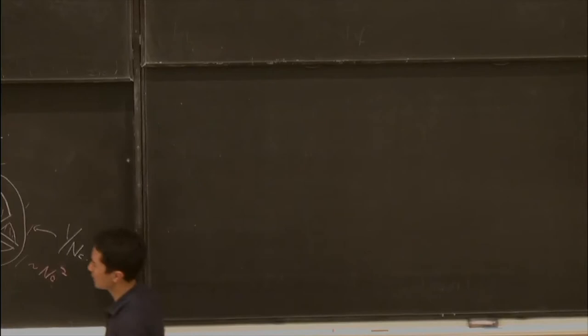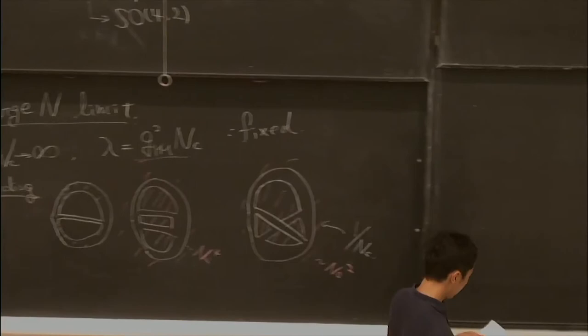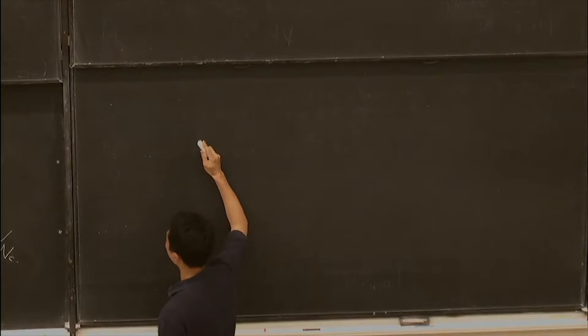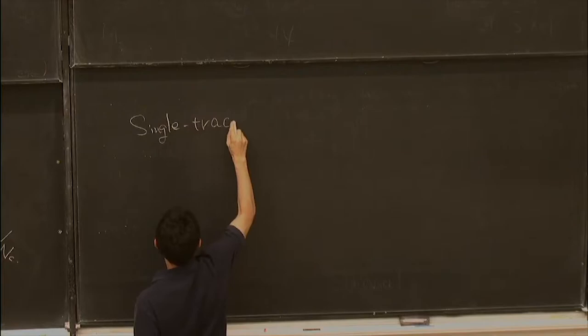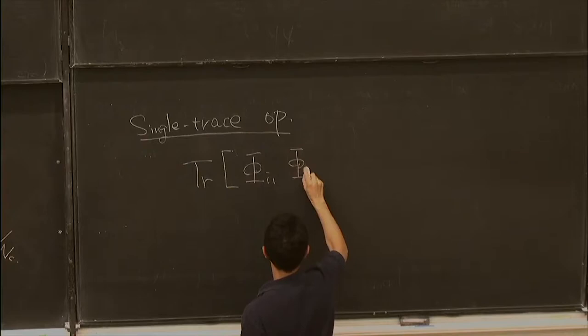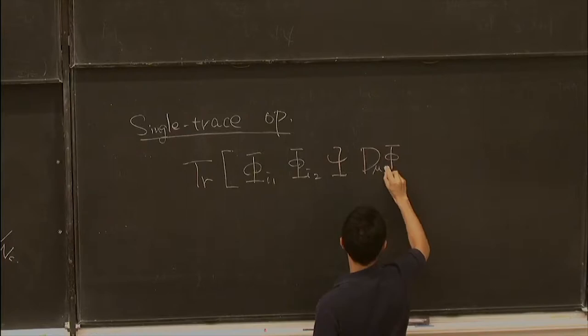from the point of view of CFT data, the large n limit actually simplifies the CFT data a little bit. Because in the large n limit, there is a class of operators which is the most important, which is called single trace operators. They are basically composite operators. So the idea is to multiply these fundamental fields. It can be fermions, it can also have some covariant derivatives. And then take the trace.